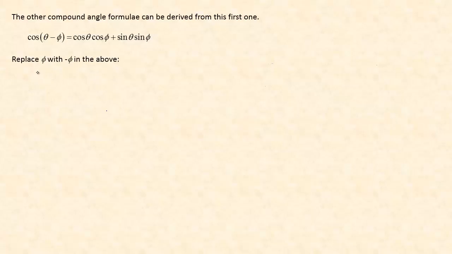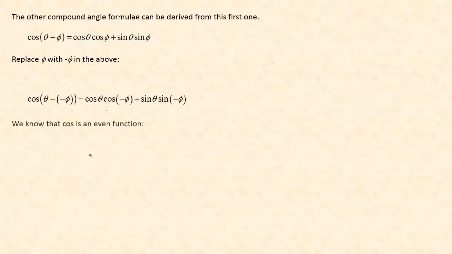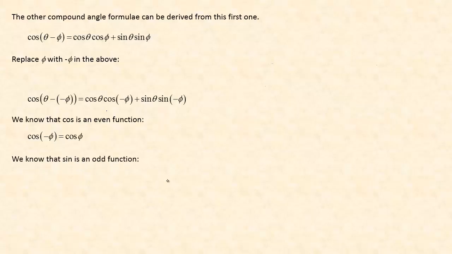Replace phi with negative phi in the above, so then we get theta take away negative phi, and the phi here is negative phi, and then we have a negative phi over here. We know that cosine is an even function, and what we mean by that is that the cosine of negative phi is always equal to the cosine of phi. Just try doing cosine of negative 45 degrees and cosine of 45 degrees. You'll see that's the case. And sine is an odd function, so the sine of negative phi is equal to negative the sine of phi.